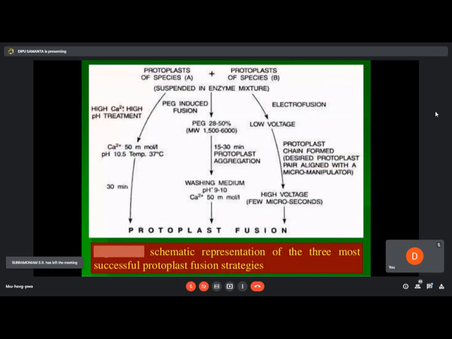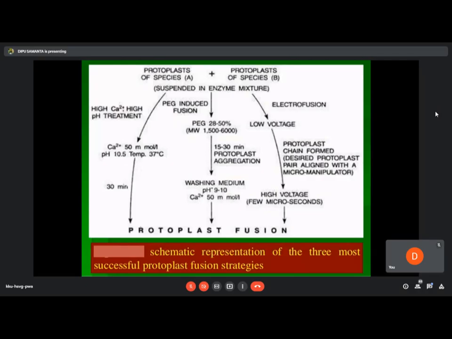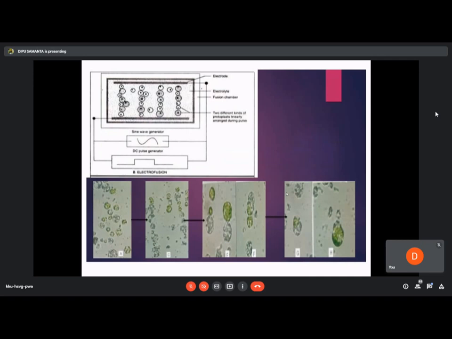First, here we can use a high concentration of calcium ion. We can use PEG for protoplast fusion. PEG is mostly used, or we can use electrofusion, where first the high voltage is applied, then fusion is occurring. Now this is a photograph for protoplast fusion. Now these are also photographs for protoplast fusion.